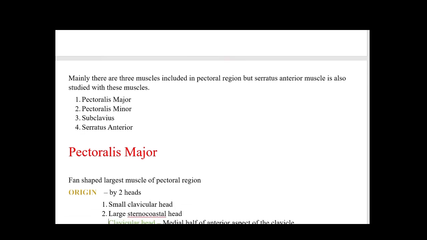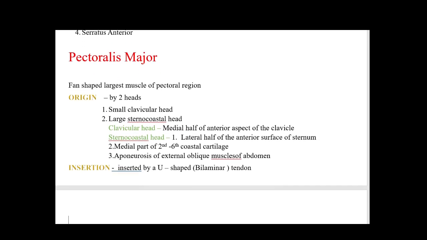It is a large fan-shaped muscle of the pectoral region. It originates by two heads, the small clavicular head and the large sternocostal head. Clavicular head originates from the medial half of the anterior aspect of the clavicle. Sternocostal head originates from the lateral half of the anterior surface of the sternum, the medial part of the second to sixth costal cartilage, and the aponeurosis of the external oblique muscle of the abdomen.